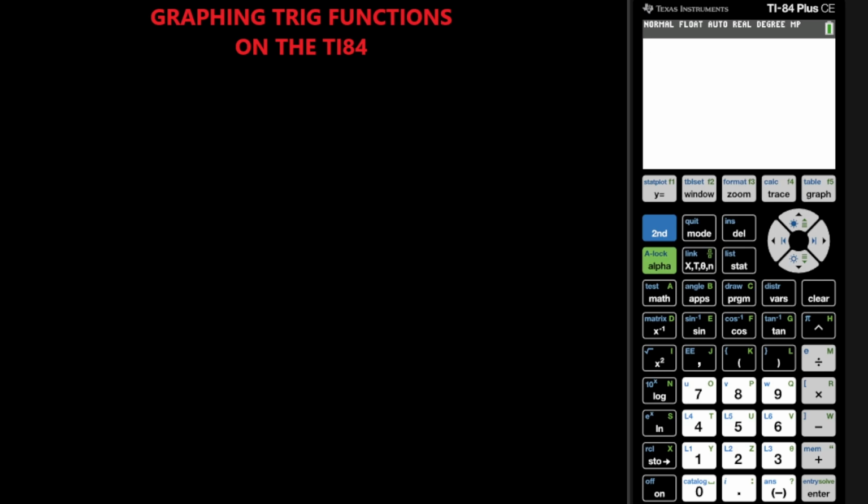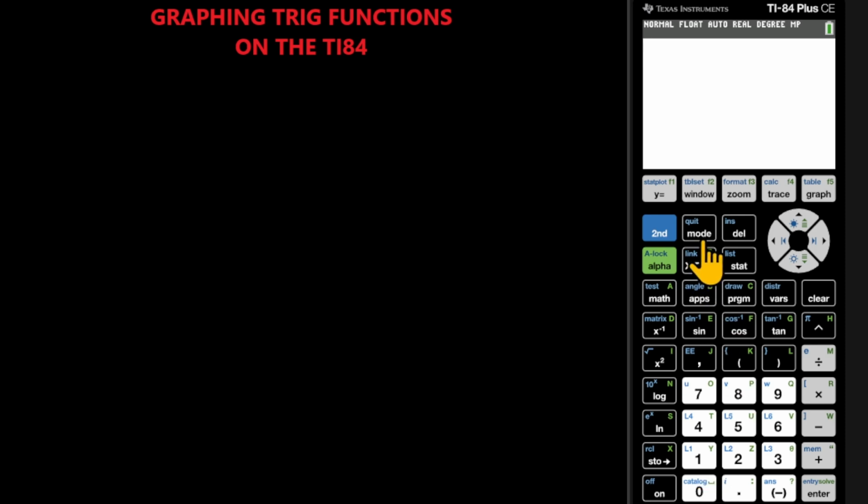This section of the video will be used to show you how to graph trig functions on a TI84 calculator. It'll also talk about how to zoom in and zoom out on a graph and to set the boundaries for the X and Y axis.